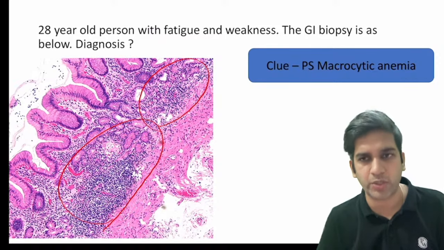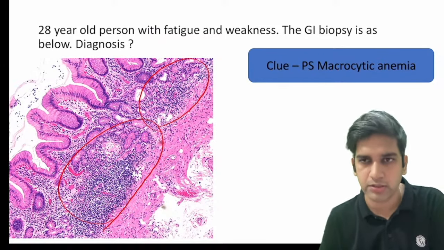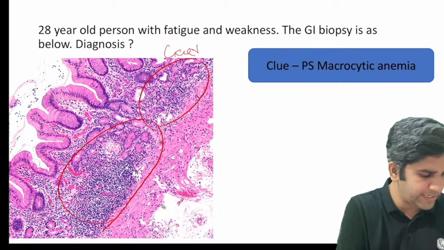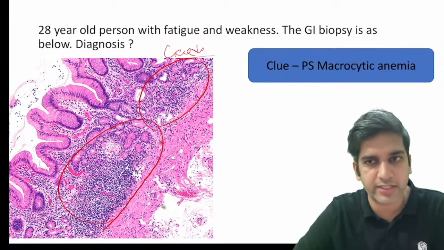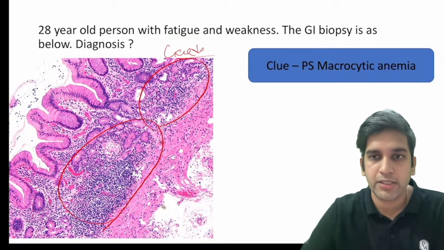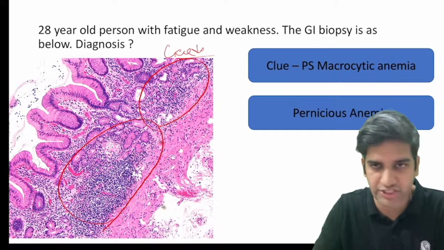Okay, I will rephrase this question. This is a gastric biopsy. Will celiac involve stomach? Celiac generally doesn't involve stomach, right? Let's assume this is a gastric biopsy. So in gastric biopsy, I am having a chronic gastritis and I am having fatigue and weakness. Couple of you told the right answer. Gastric biopsy, fatigue, weakness, macrocytic anemia. You think of pernicious anemia, right?